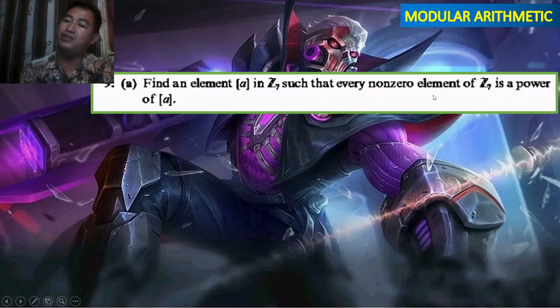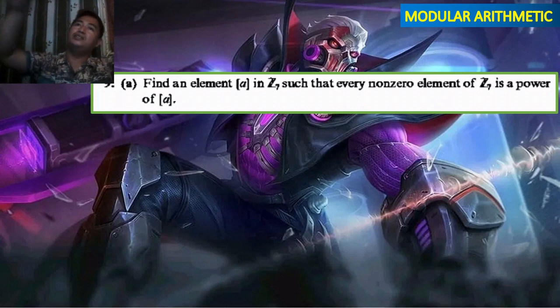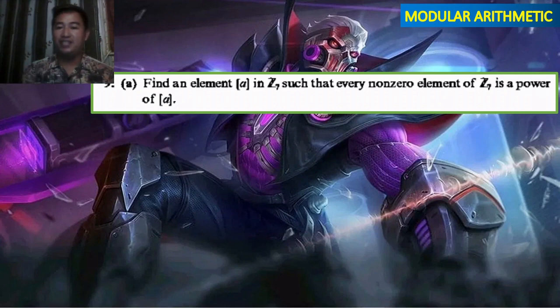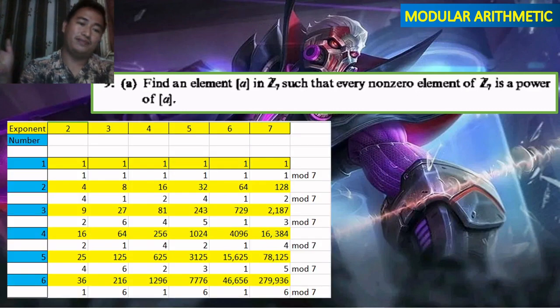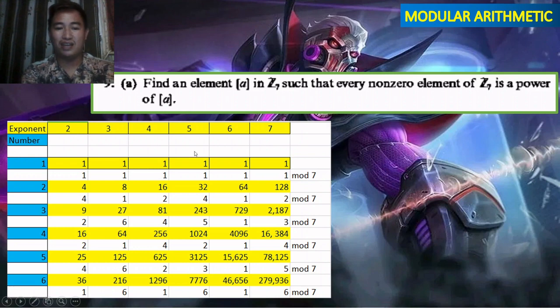Kung sa non-zero element sa Z7, syempre, wala si 0. So, mga less than 7 is 1, 2, 3, 4, 5, 6. So, ato ning buhatan, class, og table. Exponent diri, class, 2, 3, 4, 5, 6, 7. Then number, 1, 2, 3, 4, 5, 6.